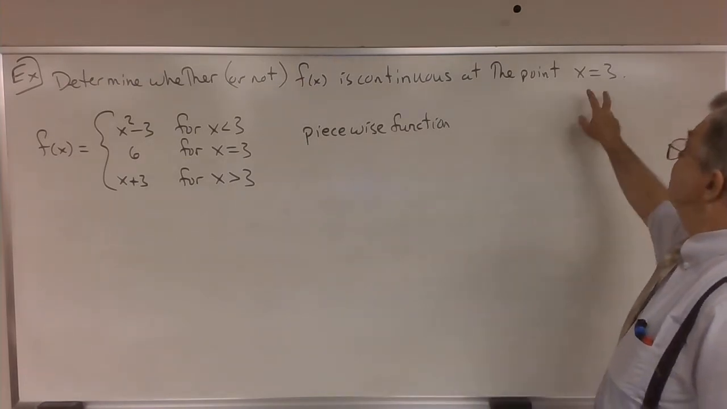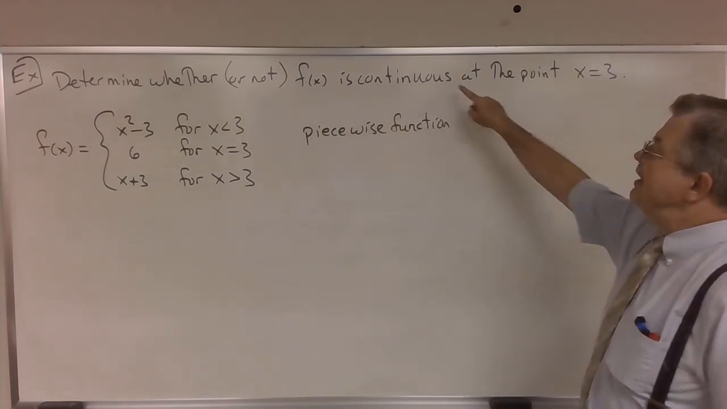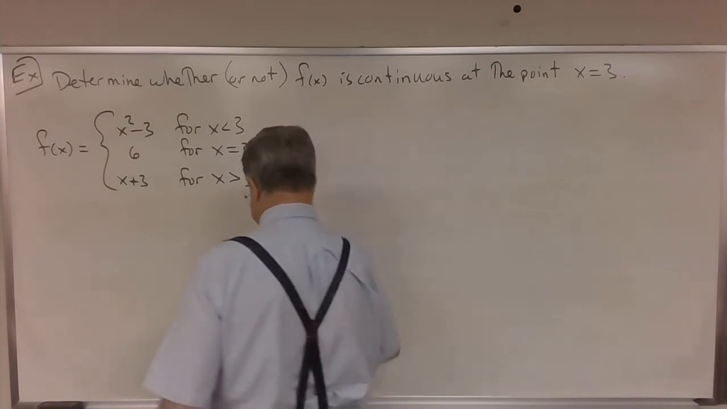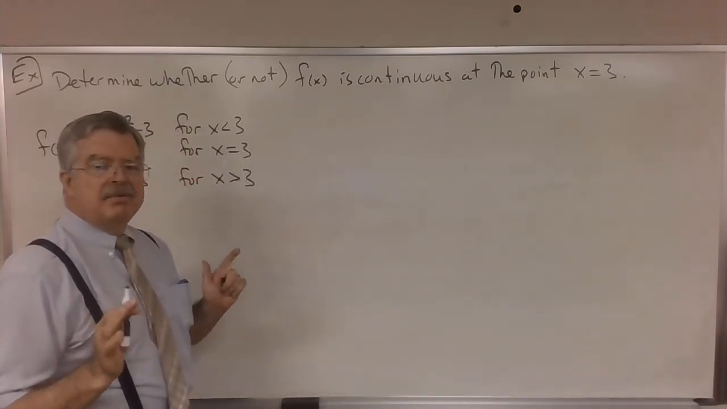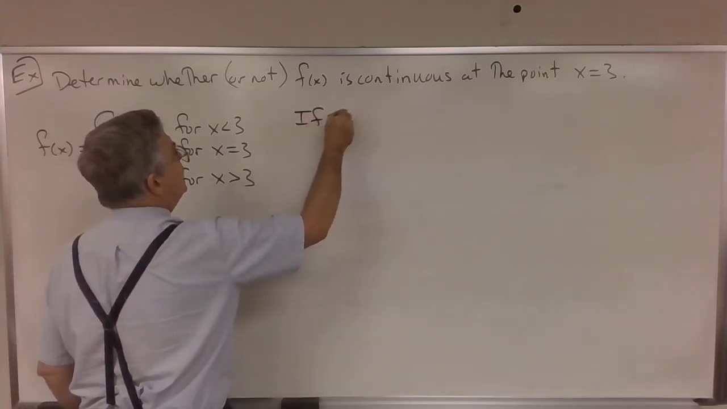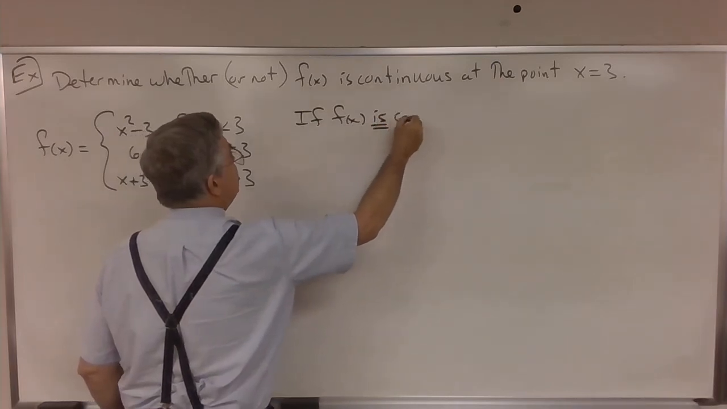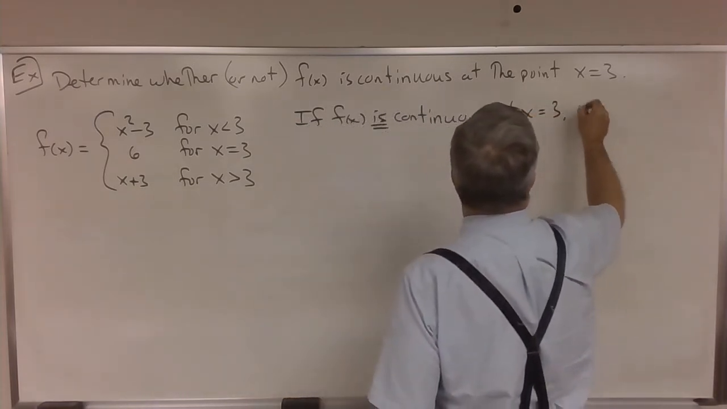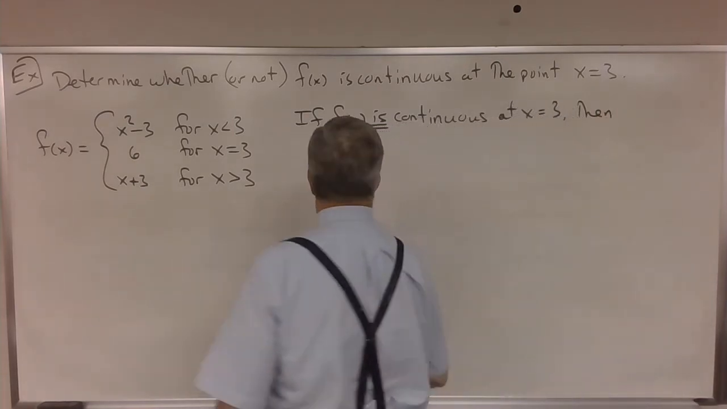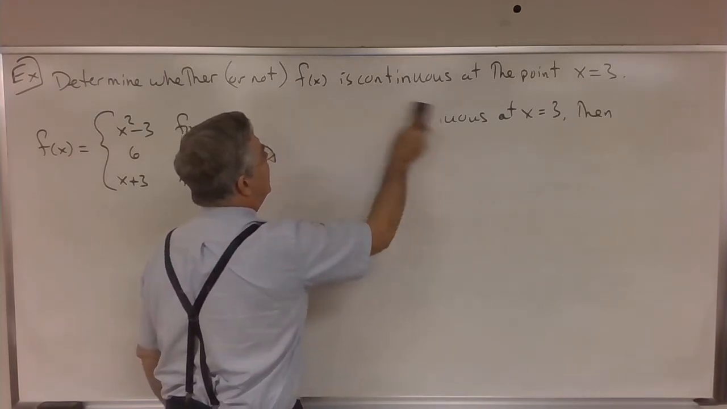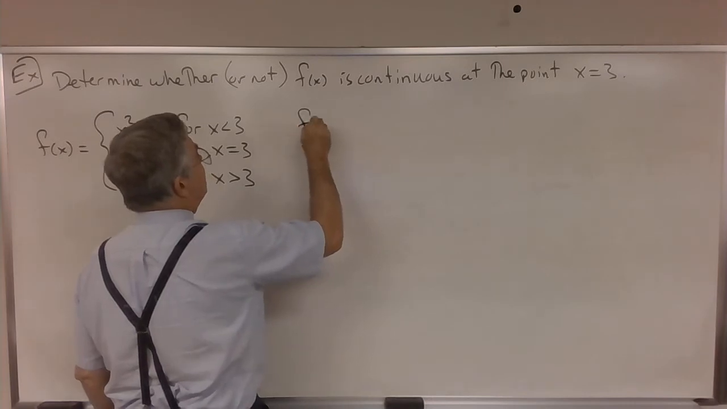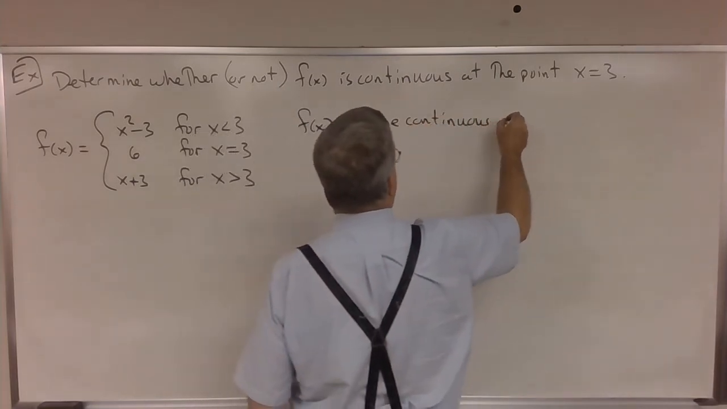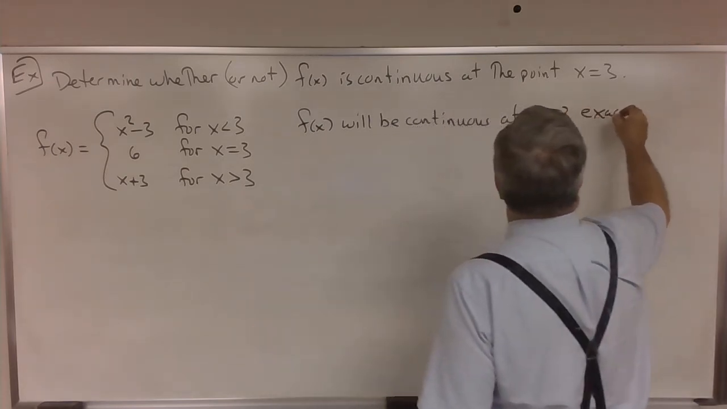Well, what we're interested in is: is f of x continuous at the point x equal 3? So let's write down our plan of action. If f of x is continuous at x equal 3, then we have, but you know what? I can do better than this. I can do a little bit better than this. I can say it this way.